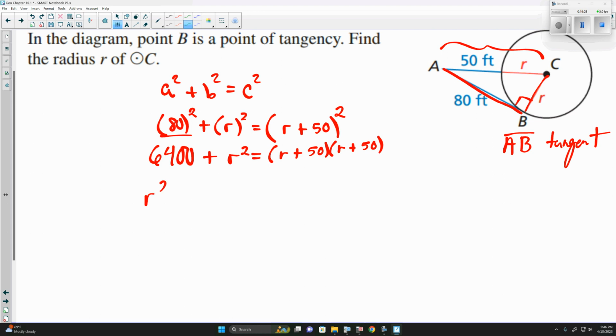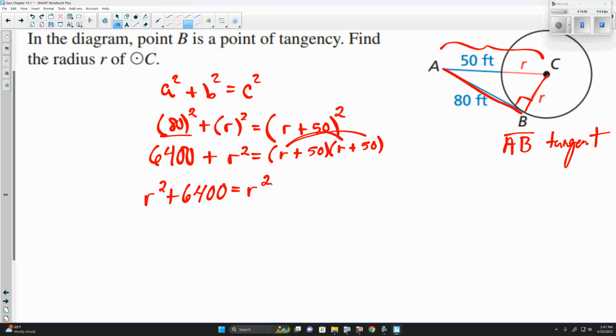Now, on the left-hand side, I'm going to rewrite this as r squared plus 6,400. I just like having the r squared first. I just kind of like it in that order. There's no other real reason to it at this point. Now, the other side, we're going to use our distributive property. We're going to multiply through. R times r is r squared. Because whenever we multiply something by itself, we say it's being squared.